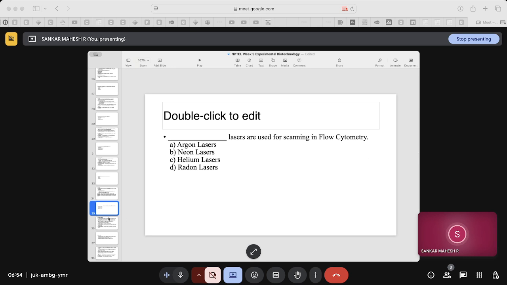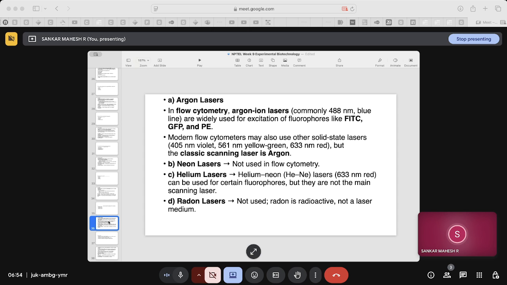Okay, so flow cytometry is the method where we pass in cells that contain a fluorescent marker, and we will be able to segregate cells with gating. So here we have these argon ion lasers, and these are used for excitation of the fluorophore. Neon lasers are not used. Helium lasers can be used for certain fluorophores, but people generally use argon lasers. And radon is radioactive. It is not inert. It can't be used for laser.